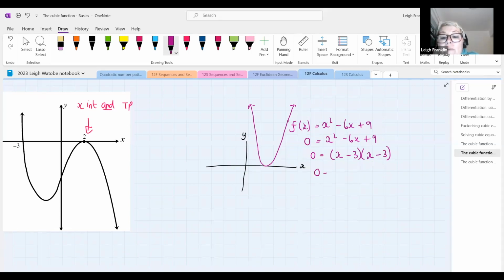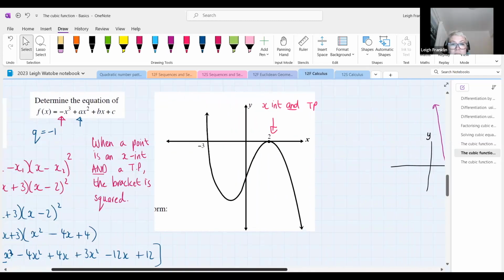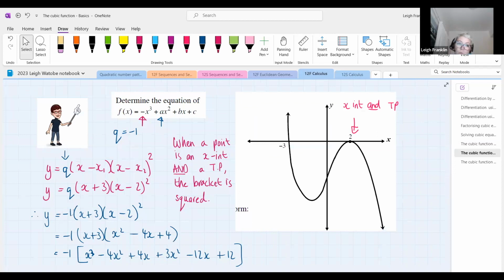So now another way of writing that is like this. It's the same thing. There's only one solution, because the roots are equal. So in this case, x would just be equal to 3. It's the same idea, Teddy. Because you've got a turning point that's also an x-intercept, your bracket is squared.